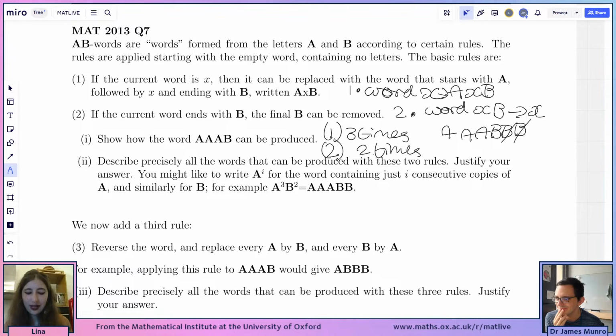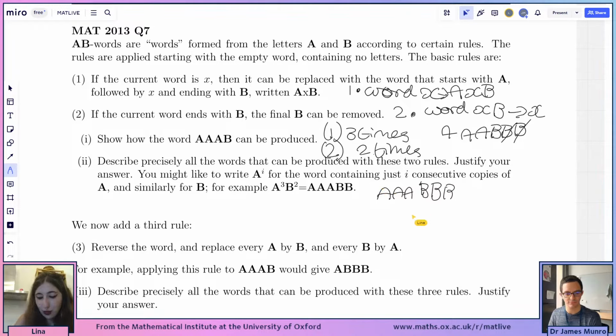Justify your answer. You might like to write A to the I for the word containing I consecutive copies of A, and similarly for B. So for this, we can start with the empty word. If we have nothing to start with, then we can apply only rule 1 to this word, or rule 2 in future. So we can apply rule 1 so many times, and we'll apply rule 2 so many times. And rule 1 is going to add 1 A and add 1 B. And rule 2 is going to subtract 1 B. So we can only decrease the number of B's or add 1 A and 1 B.